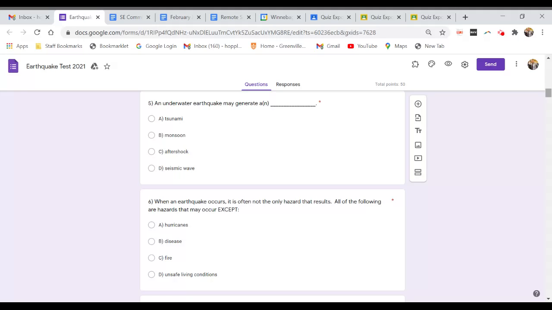Question 5. An underwater earthquake may generate what? A tsunami, a monsoon, an aftershock, or a seismic wave.